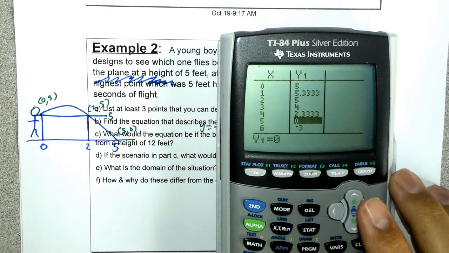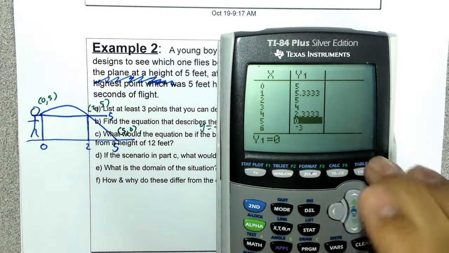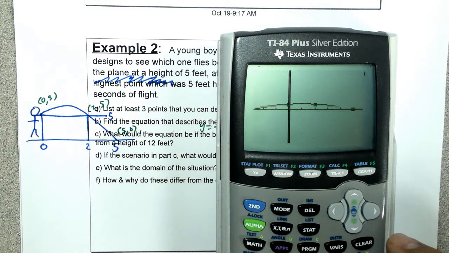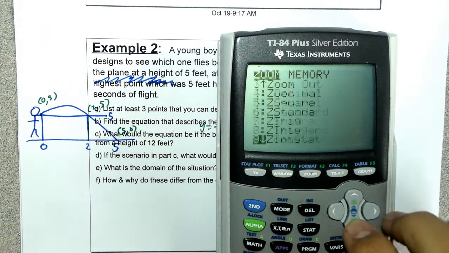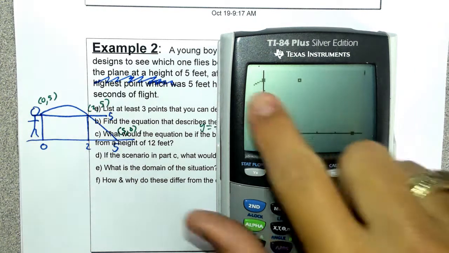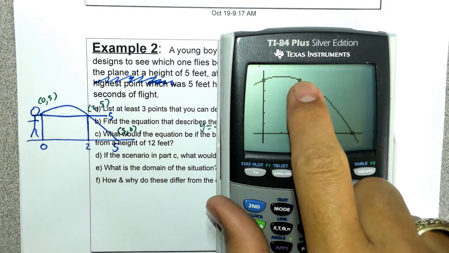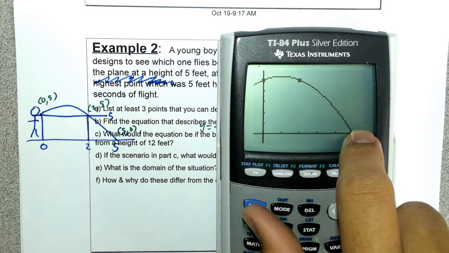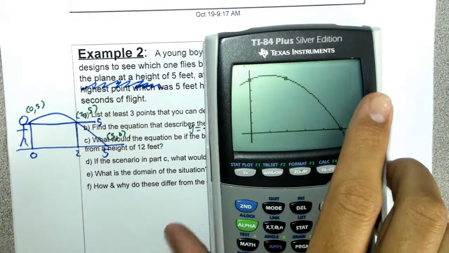5 seconds, hits the ground again. So there's the situation there. We go ahead, we can actually look at the graph of this. It's set up for our last one. Let's do a zoom stat, see if it changes it much. There we go. So there's where the person throws it from, goes up, hits that 5 feet again, and then comes and hits the ground. Very similar to what we drew over here.